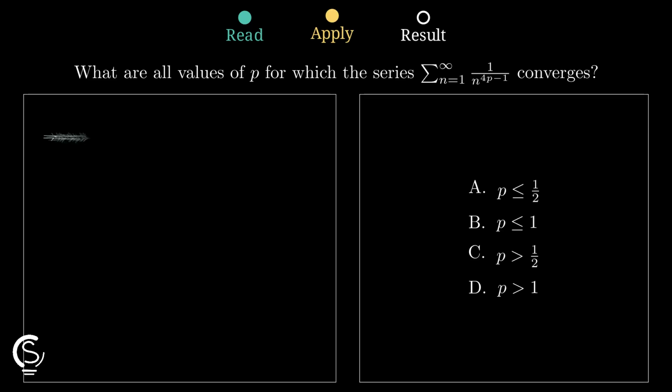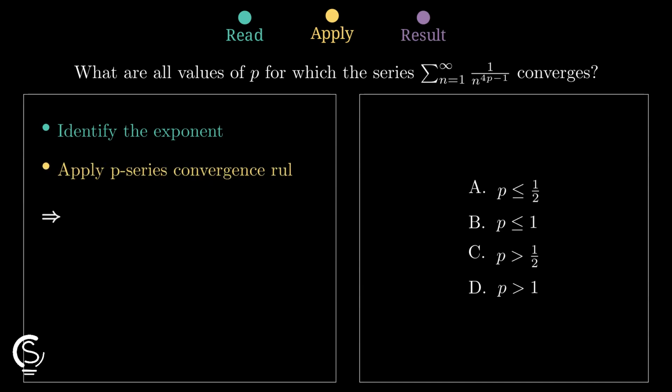Recall that a P-series converges only when the exponent is strictly greater than 1, so we must set our specific exponent 4p minus 1 to be greater than 1 now. Add 1 to both sides so 4p is greater than 2. Dividing by 4 shows p is greater than 1/2. That is option C.